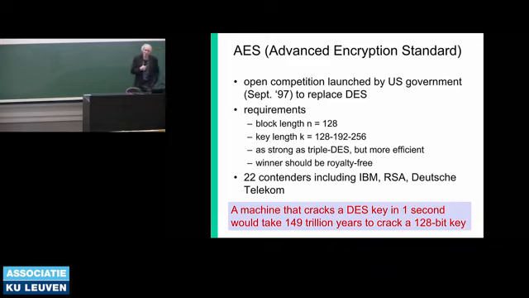The requirements were a 128-bit block length and key lengths of 128 bits, 192 bits, and 256 bits. It should be as strong as triple DES, but more efficient, which is not so difficult because triple DES, of course, is very slow. It's more secure than DES, but it's also 3 times slower. And you should give it away for free.